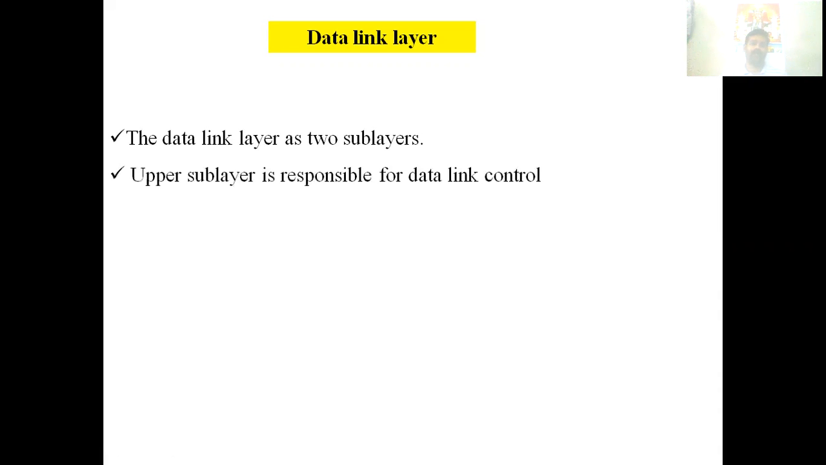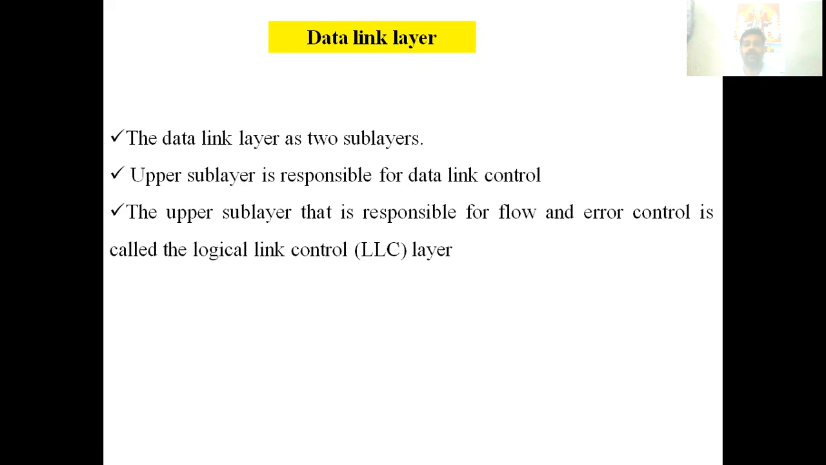So we are going to see the data link layer. This data link layer has two sublayers. The first one is the upper sublayer, which is responsible for data link control, and the upper sublayer that is responsible for flow and error control is called the logical link control sublayer. So there are two sublayers, the logical link control sublayer and the MAC sublayer. The upper layer is called the logical link control sublayer, and it is responsible for flow and error control.